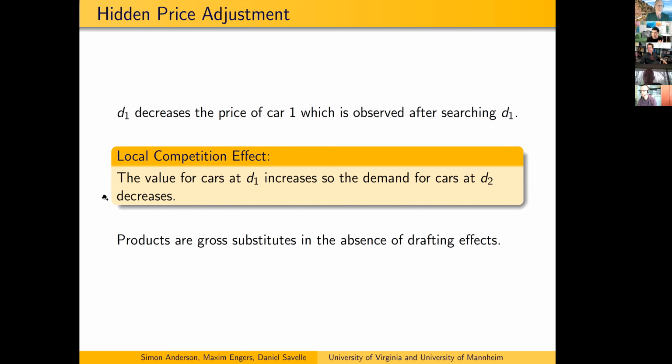So these are the kind of thought processes we want. 1, the locations in the search model are going to be important and the proximity is going to be important. And 2, the timing of when price is discovered is going to affect whether products are always gross substitutes or maybe gross complements.